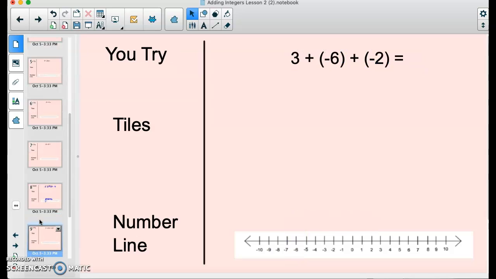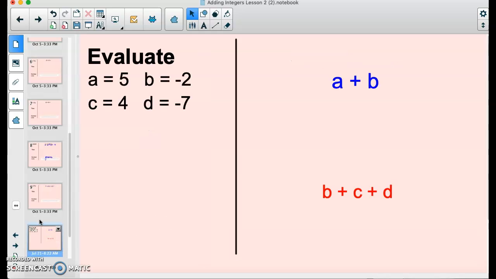Okay, now you get to try this one. You start with a 3. You're adding a -6, and you're also adding a -2 before you get your final answer.